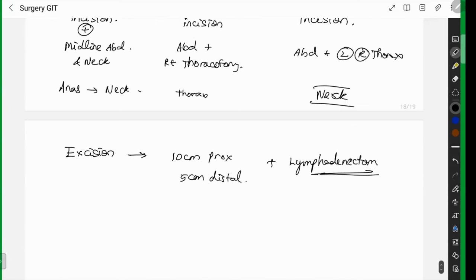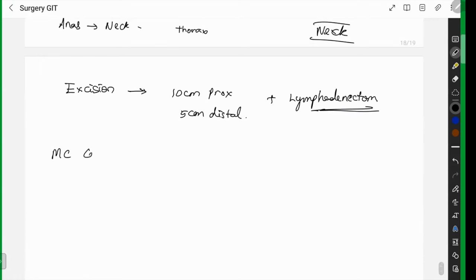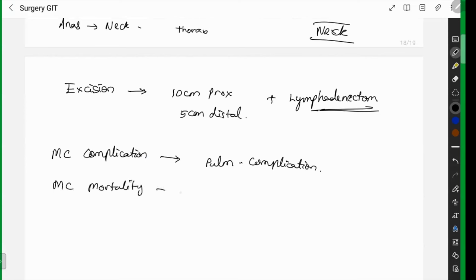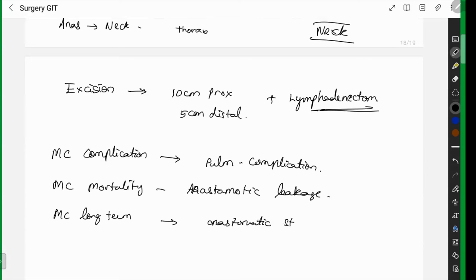What is going to be the complication? So, remember, the most common complication is going to be your pulmonary complication. And the most common cause of mortality is anastomotic leakage. And for long-term complication, when you go forward, the most common cause is anastomotic stricture.